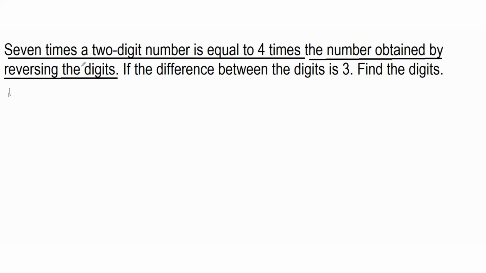So, let the 2-digit number, let's start off assigning the variables to the digits. Let the two digit number be xy, right? So this is the tens place and the units place. Now it's given that 7 times the two digit number is equal to 4 times the number obtained by reversing the digits.